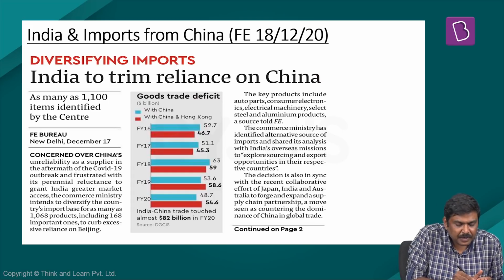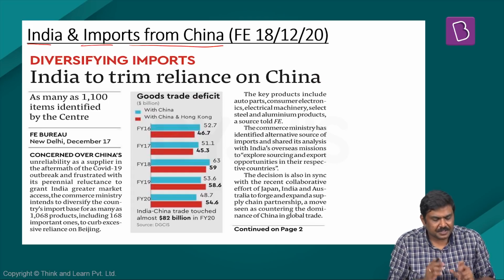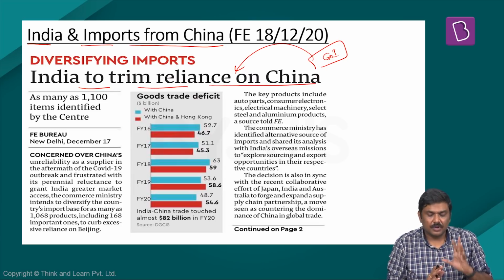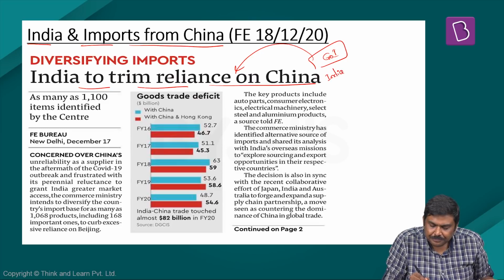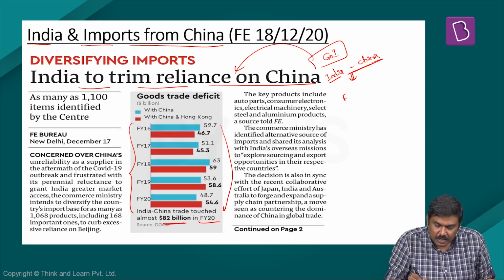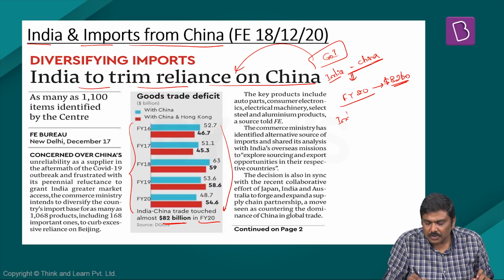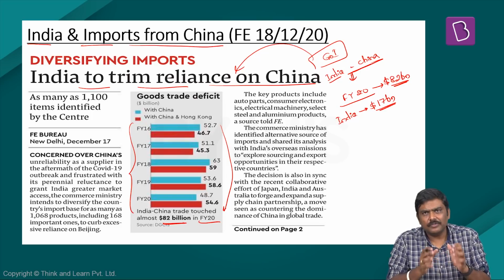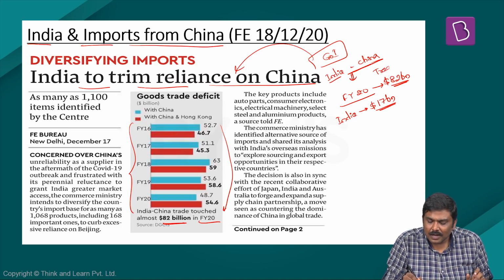The next article is with respect to India and imports from China. Very recently, the Government of India has announced that it wants to reduce the reliance on imports coming from China. First and foremost, understand this. India and China have a huge amount of bilateral trade. As you can see in this particular representation, the total value of bilateral trade for financial year 20 is $82 billion. But out of this, the value of exports from India to China is somewhere around $17 billion, which essentially means the exports from China to India, essentially the Indian imports, are very, very high, and India has a huge trade deficit with China. This is the first very important point.